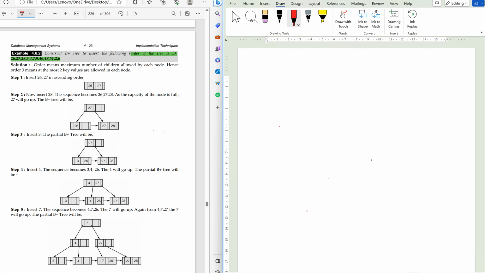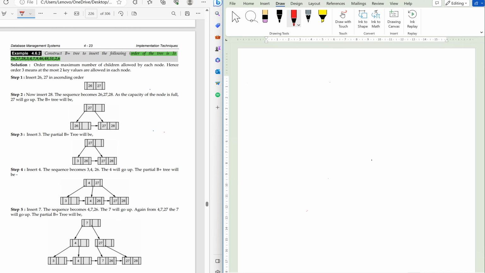If we arrange or store the records in the format of B plus tree, the structure helps in locating a particular data in the storage, and also it facilitates insertion and deletion in an efficient way. So let's see this B plus tree with an example.